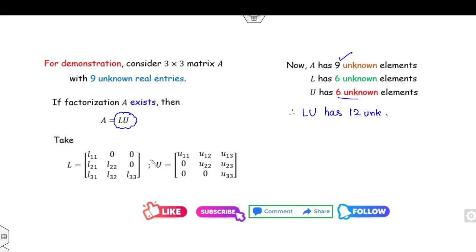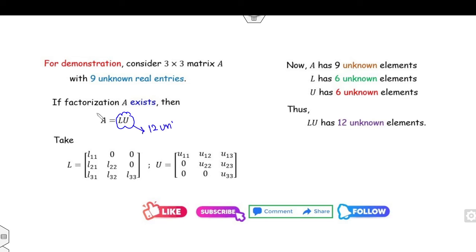Fine, because if you multiply L into U, this will give you L11 U11, L11 U12, L11 U13, and so on. So clearly it has 12 unknown elements. You can see the right-hand side has 12 unknown elements, while the left-hand side has my 9 elements. Then you are unable to find all those values of the Lij and the Uij.